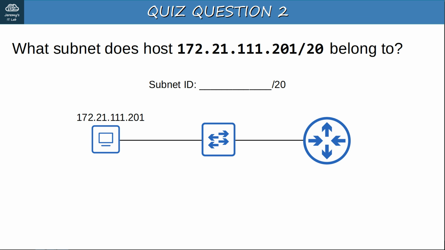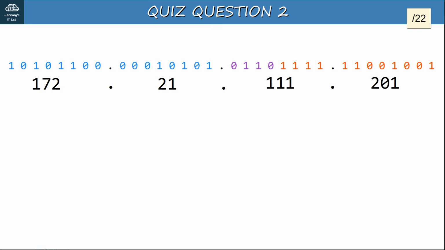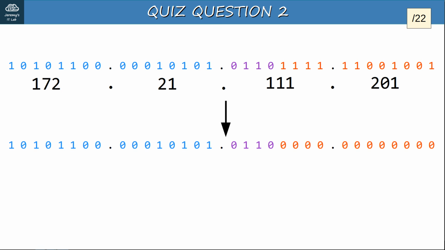Let's go on to question 2. What subnet does host 172.21.111.201/20 belong to? These questions are easy if you remember the steps I taught you. First, write out the address in binary like this. Then, change all of the host bits to 0. Convert the address back to dotted decimal, and that's the answer.